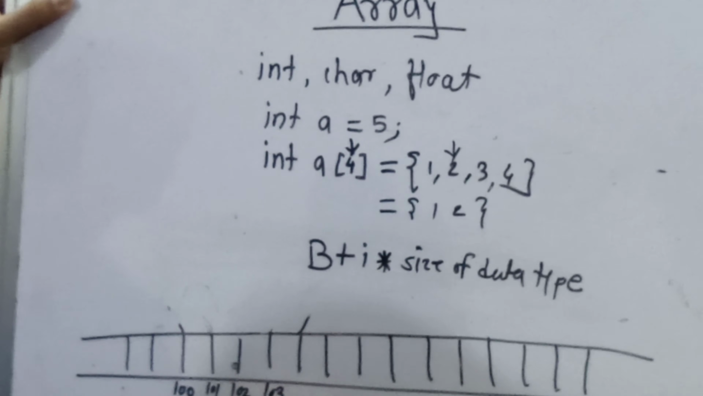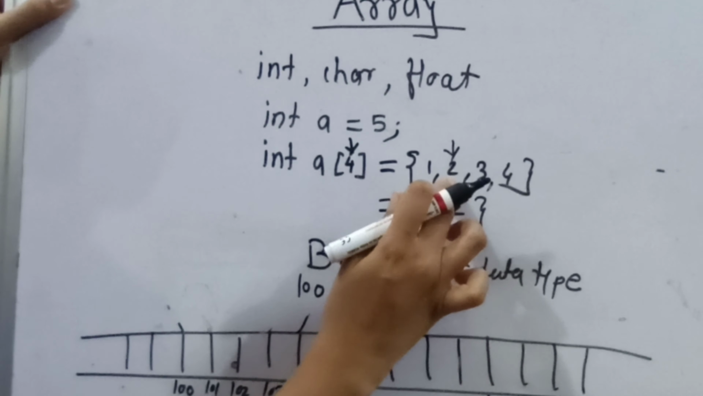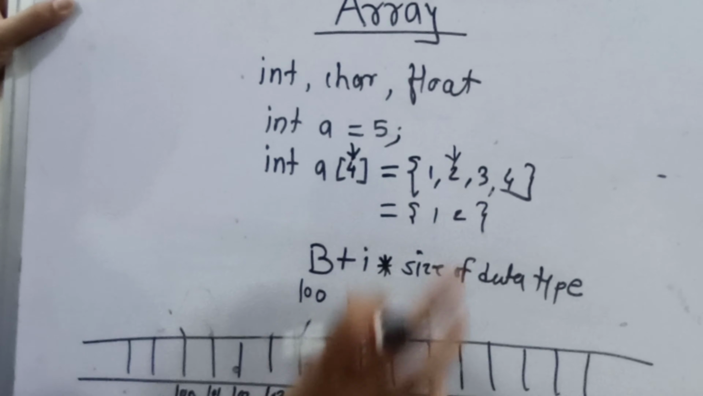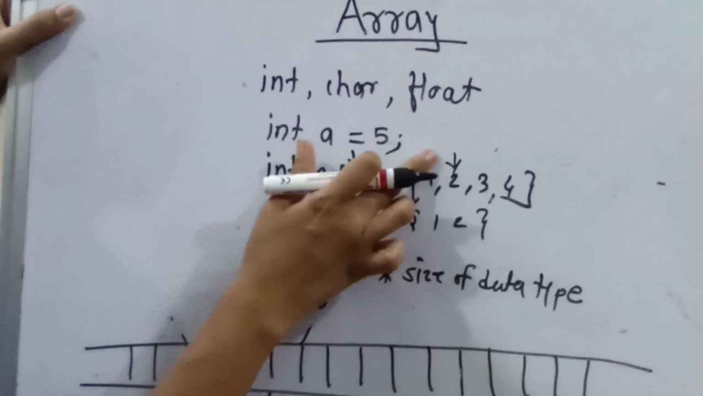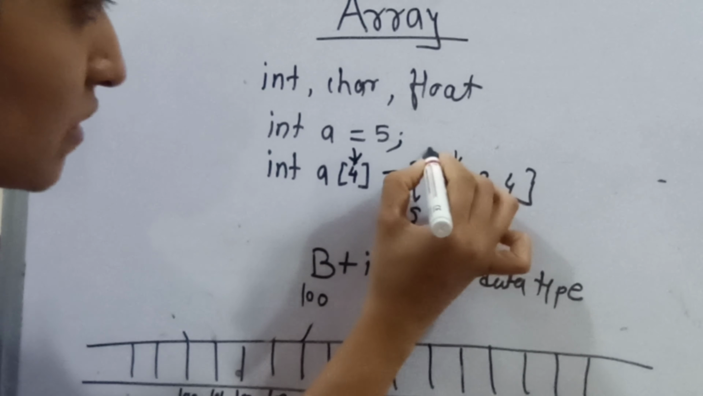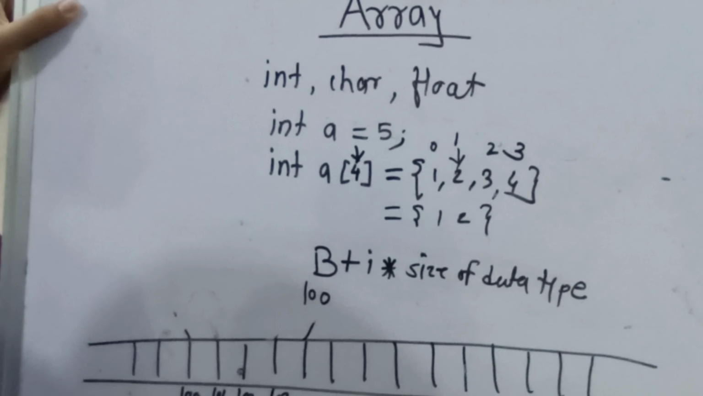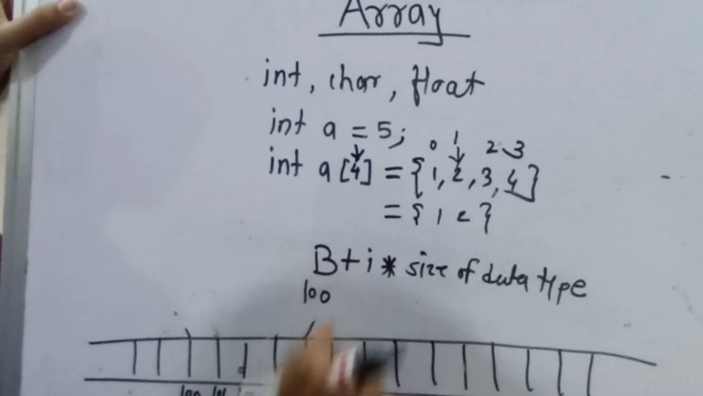So for this example, suppose our base address is 100 and I want to find the address of this second element. But this second element's index is 1, because we always have to remember that an array always starts from the 0th location. So this is the 0th location, this is the first location, this is the second location, and this is the third location. So this index is the first index.